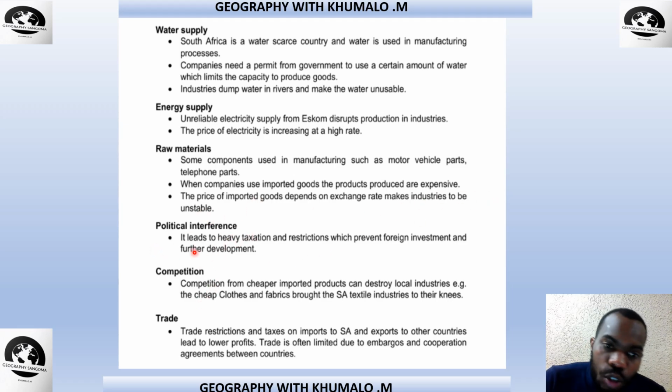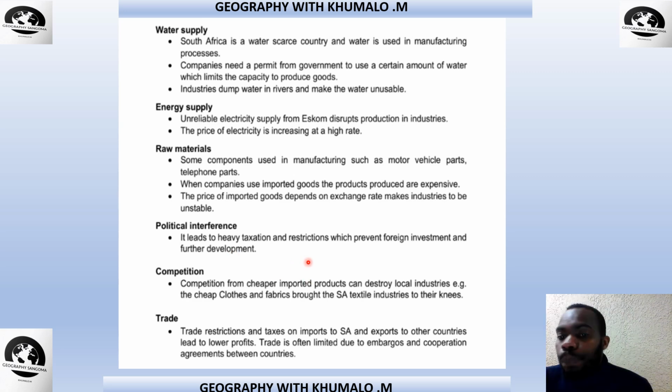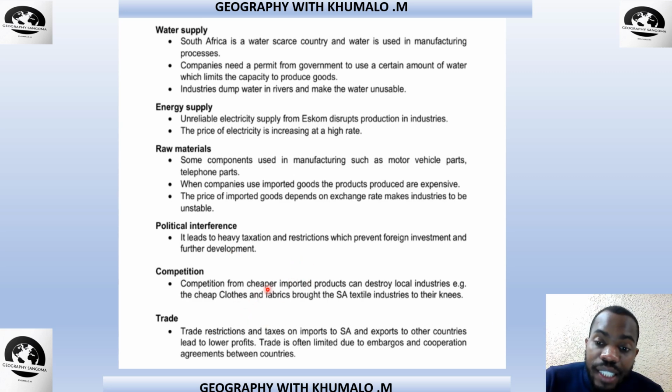Political interference is one of the problems. It leads to heavy taxation and restriction, which prevents foreign investment and further development. Competition from cheaper imported products can destroy local industries. The cheap clothes and fabric brought the SA textile industries to its knees. So competition from the cheap imported goods versus the local goods poses a threat to this industry.